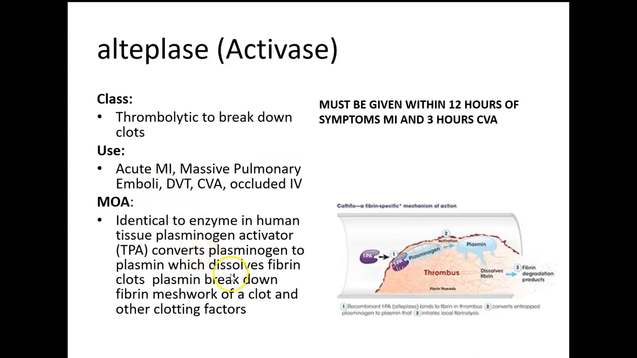So these can be given. If you're going to give it for MI, you need to give it within 12 hours of symptoms and within 3 hours for a cerebrovascular accident, which is a fancy term for stroke. The thing is, you have to know what kind of a stroke it is. Is it a stroke that's due to bleeding? Is it a stroke that's due to a clot? What's it due to?